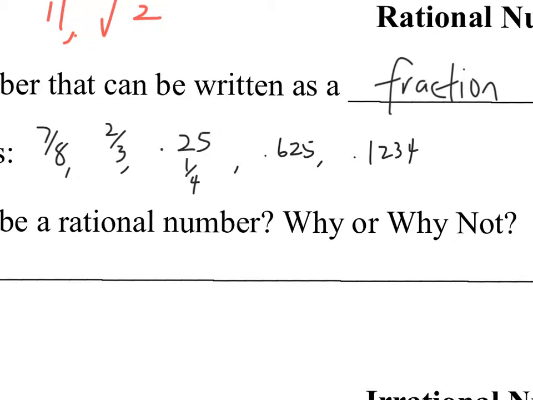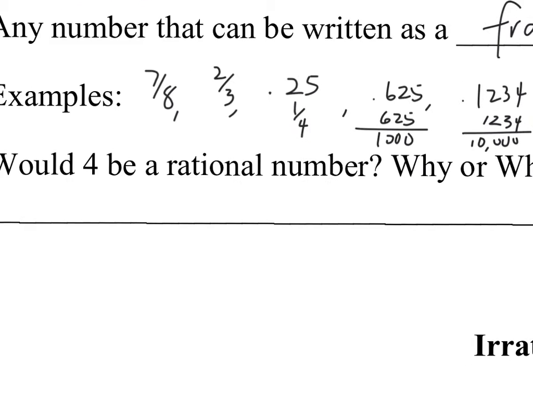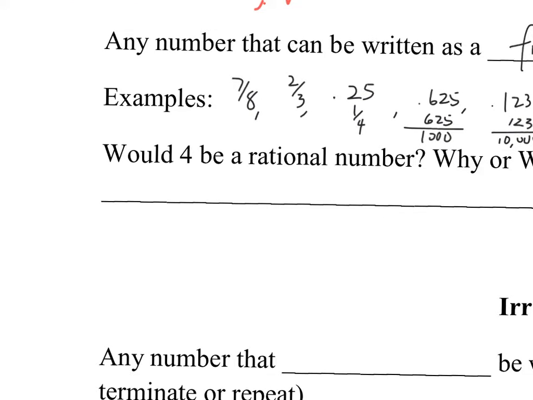0.1234, isn't that a fraction, right? Isn't this technically 625 over 1,000? And isn't this technically 1, 2, 3, 4 over 10,000, right? And then you could simplify and reduce, right? Now here's the question to you: would the number 4 be rational?